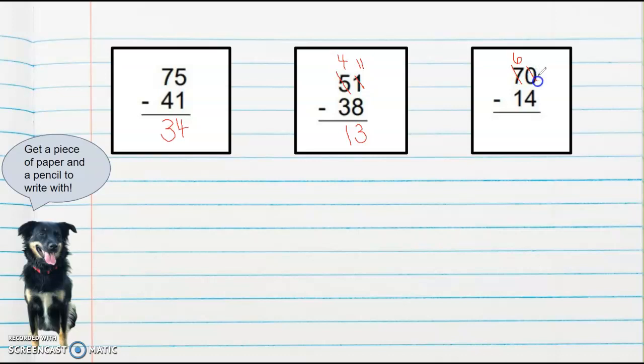Okay? So now I still have my 0 over here, but the 1 that I took away from over here turns my 0 into a 10. So I still have my 0, but now the 1 that I borrowed from the 7 makes my 0 into a 10. And now I can subtract. 10 minus 4 is 6. 6 minus 1 is 5.